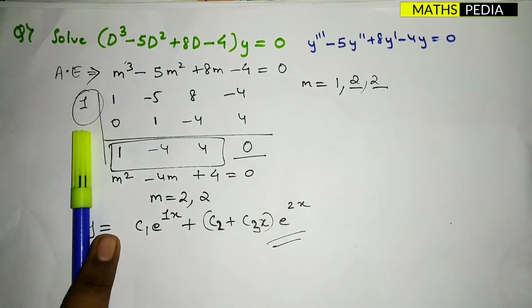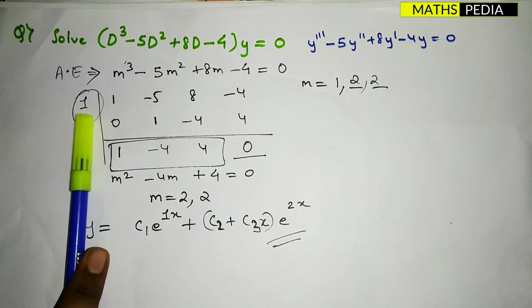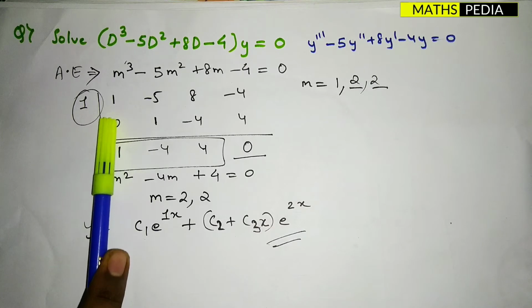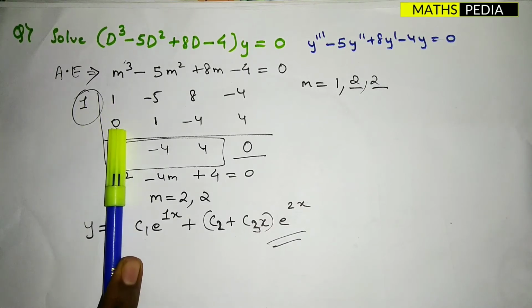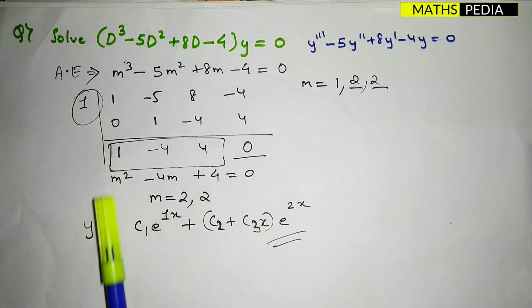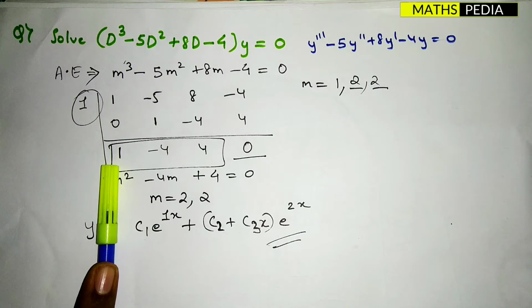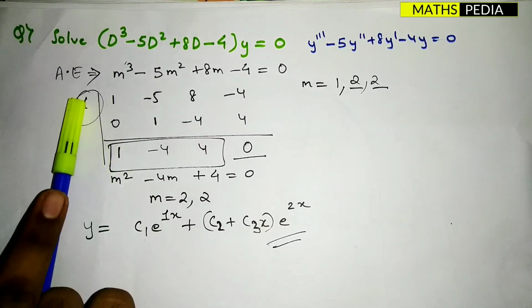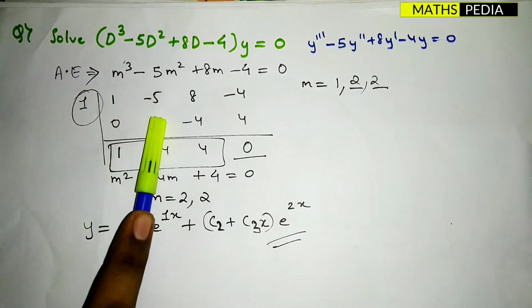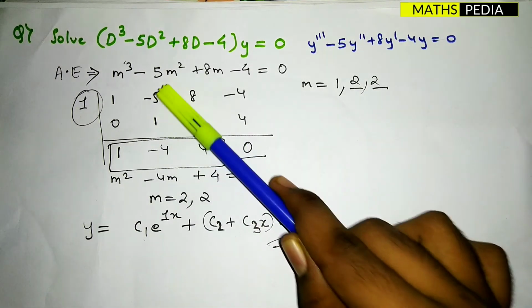Let us see how to do synthetic division first. 1 you have taken outside. Now 1 here will be the fixed value. Here 0, always you have to take 0. So 1 plus 0 is 1. Then multiply this and this: 1 into 1, place it over here. Then minus 5 plus 1, addition.